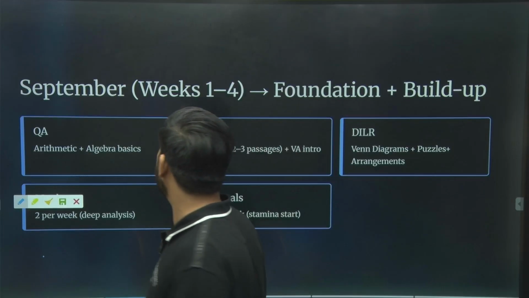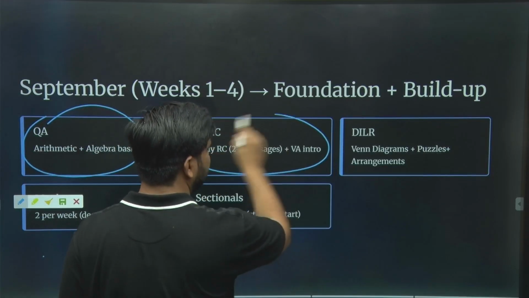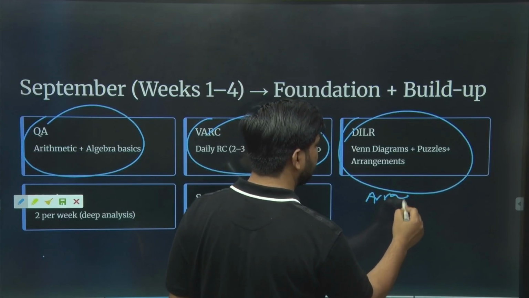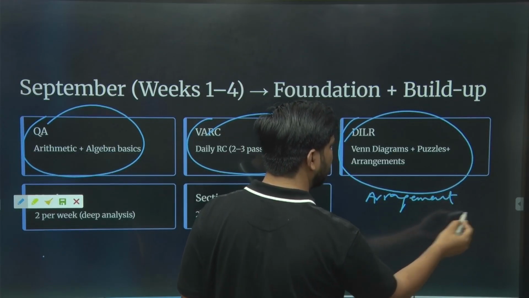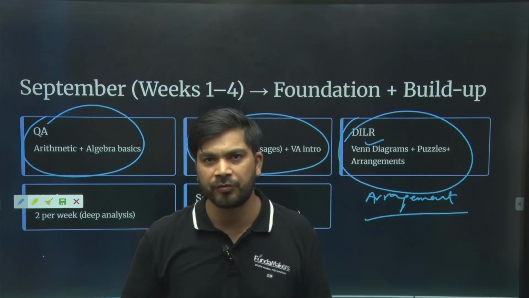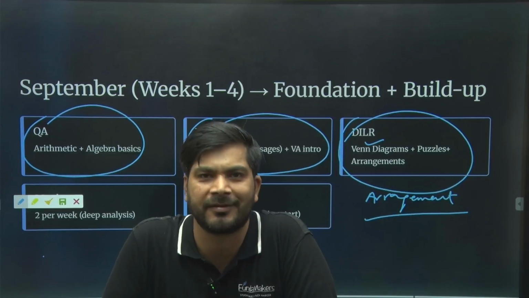No problem. Now, Quants is done, VARC is done, DILR. Start with arrangement. If you're a very, very new student, start with arrangement, because if you directly jump onto solving Venn diagrams and puzzles, Venn diagram and then games and tournament and roots and network and basket questions, you'll find yourself in hot water, you might get depressed.